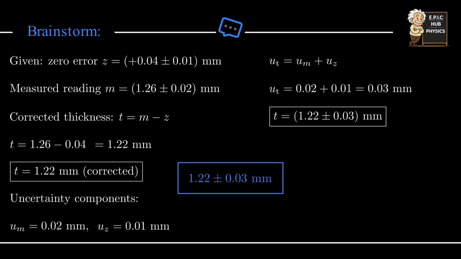What did we do? First, we corrected the measurement by subtracting the zero error, because a positive zero error means the instrument reads too high. Then, we calculated the final uncertainty by adding the absolute uncertainties of the measurement and the zero error. Finally, we expressed the corrected result together with its uncertainty.